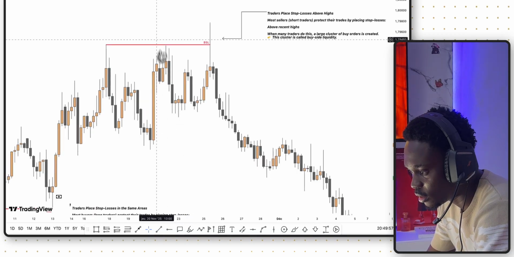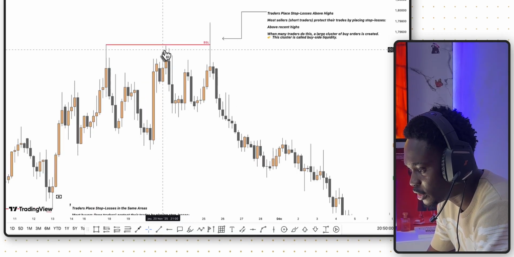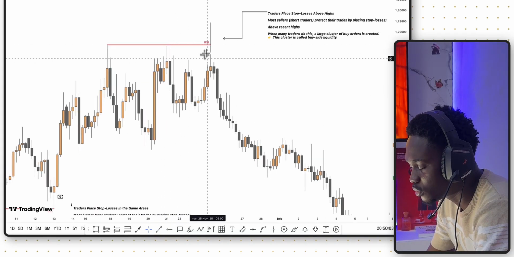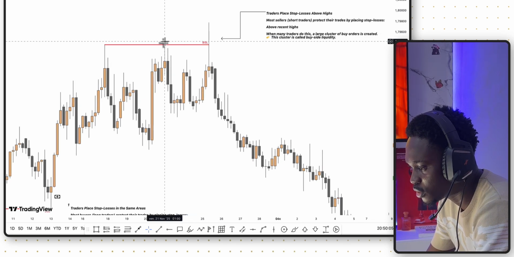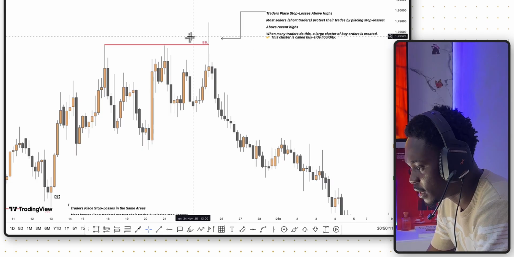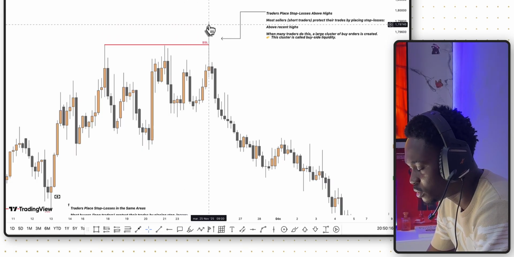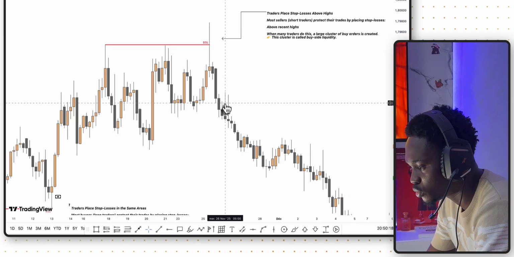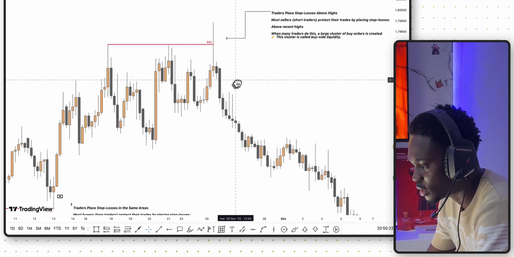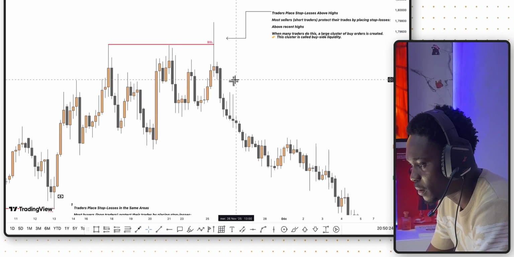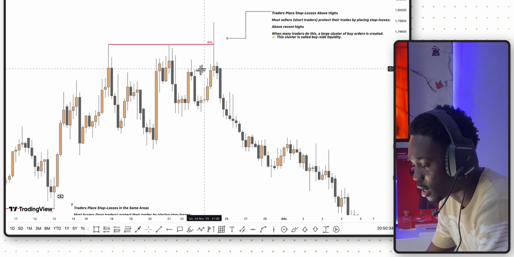What did you see here? The market started ranging a little bit here and took out all of the stop losses that were resting above this high. After taking out these stop losses resting here, what did we see? The market rejected and pushed to the downside with a lot of volume. That's how we identify buy side liquidity, and that's how we mark them.